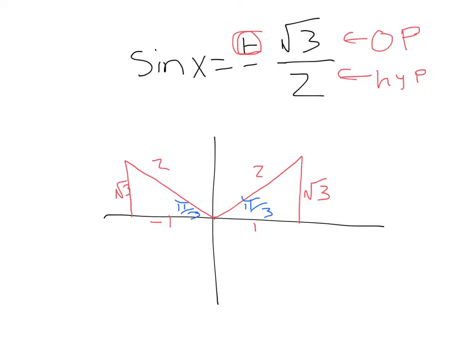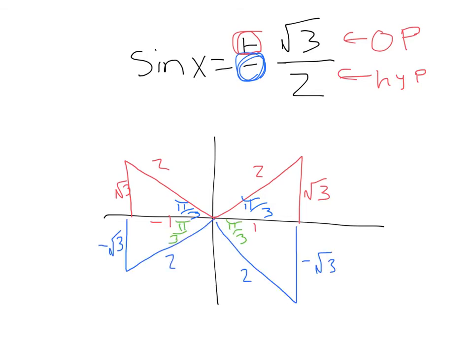Now let's take the negative example. That'll be negative root 3 as our opposite, and 2 is our hypotenuse. This time my opposite is negative, so I'm going to be in quadrants 3 and 4 where the y value is negative, and my hypotenuse is 2, so again I have 30, 60, 90 triangles with 60 degree or pi over 3 radian as my reference angle.